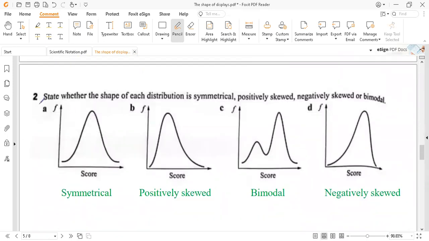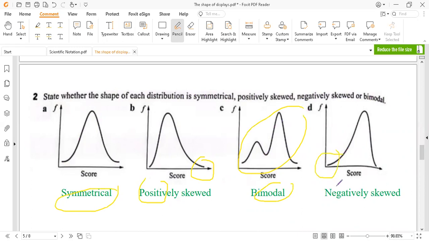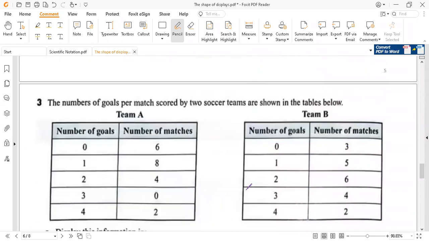Moving on to the next exercise: state whether the shape of each distribution is symmetrical, positively skewed, negatively skewed, or could be bimodal. We have two maximums here, so it is bimodal. The tail is to the right, so positively skewed. We have a bell shape, so symmetrical. We have the tail to the left, so negatively skewed, easy.